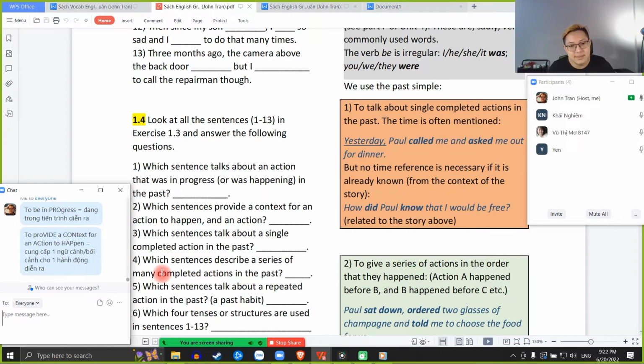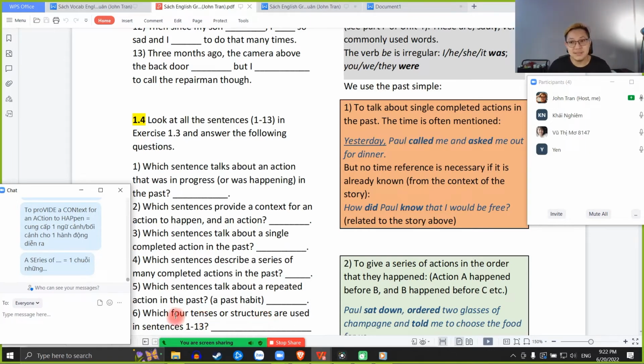Number 4, which sentences describe a series of many completed actions in the past? Những câu nào nó miêu tả một chuỗi, a series of something, một chuỗi nhiều cái hành động mà được hoàn thành rồi trong quá khứ. A series of many completed actions in the past, like action 1, action 2, action 3, action 4, something like that. Nhiều hành động 1, 2, 3, 4 gì đó trong quá khứ.